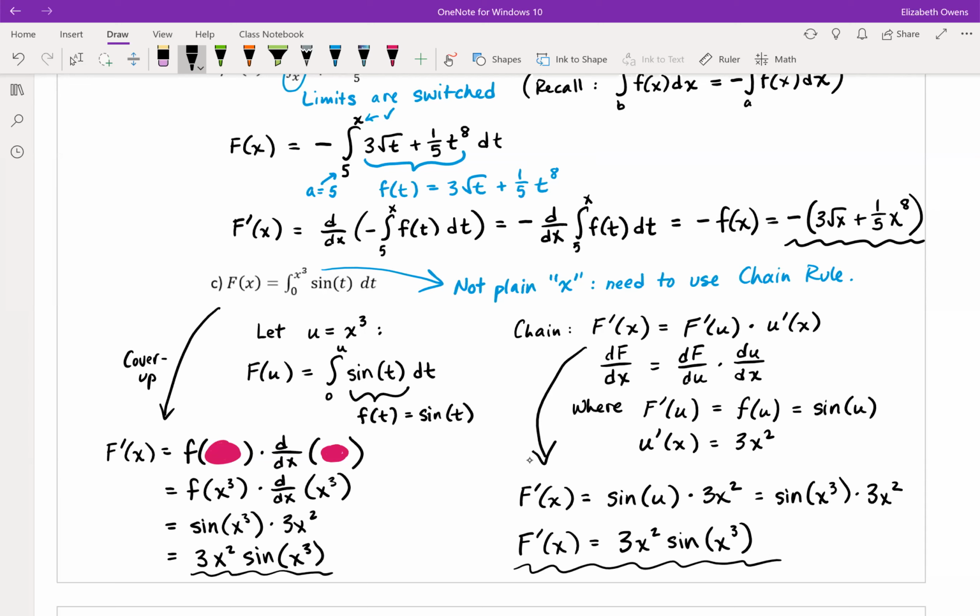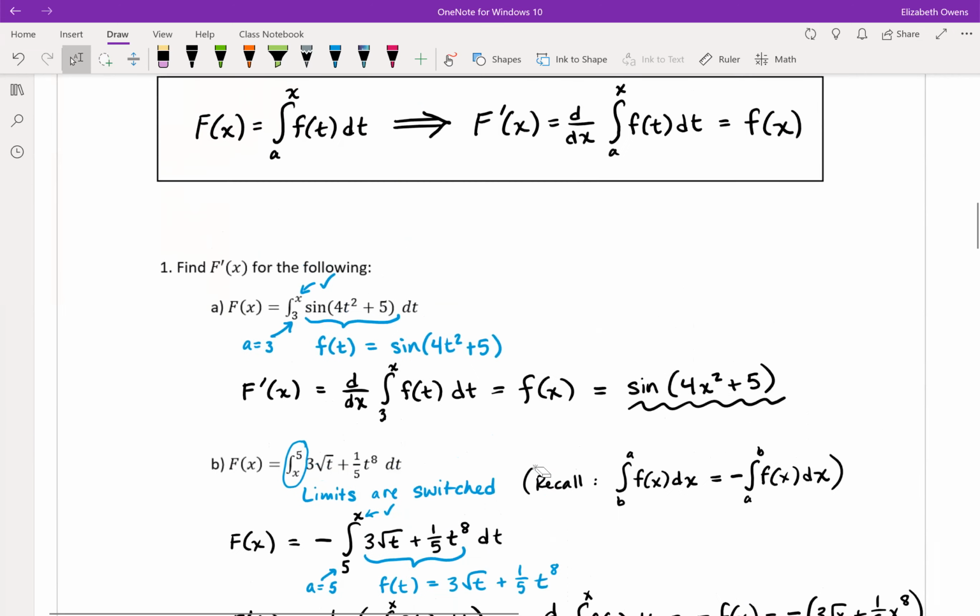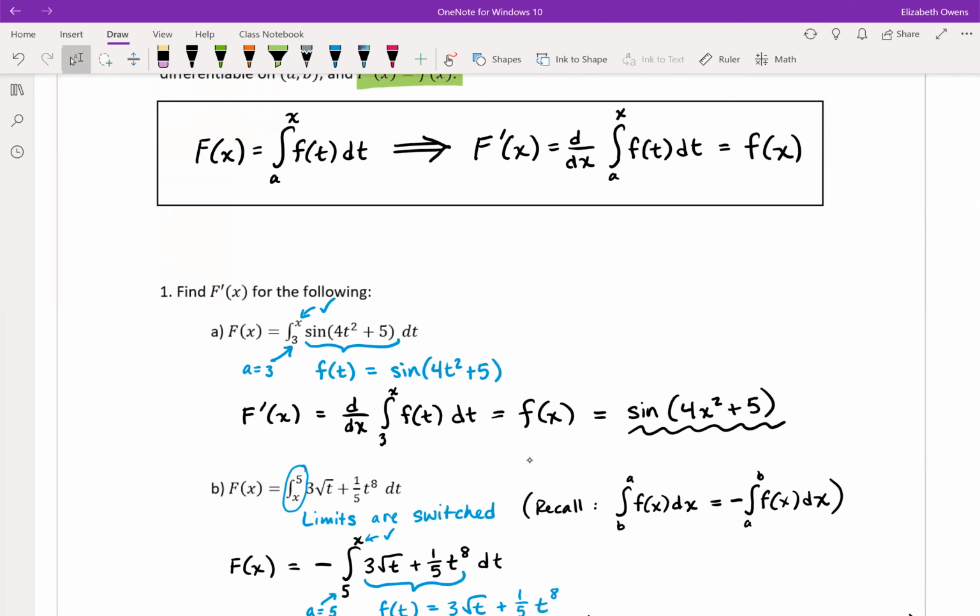Okay, so either way that you choose to approach this, you'll end up with the same answer. But the overall gist of this one is that if it's not just a plain old x in your upper limit, you need to use the chain rule in some way or another. All right, if the limits are switched, make sure you throw a negative, or if it's set up exactly like the theorem calls for, then you're just good to go with little f of x.